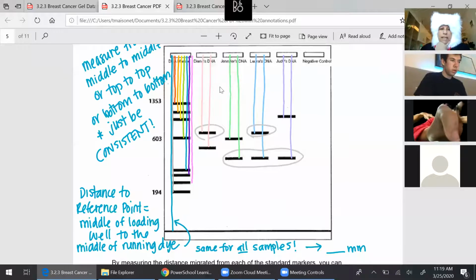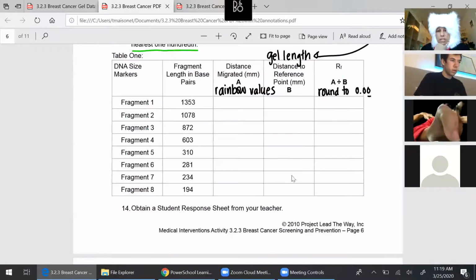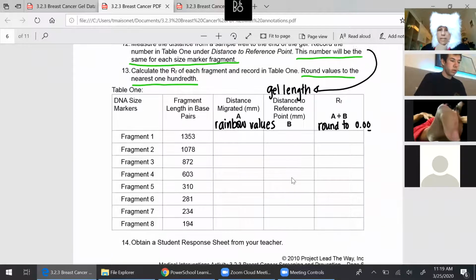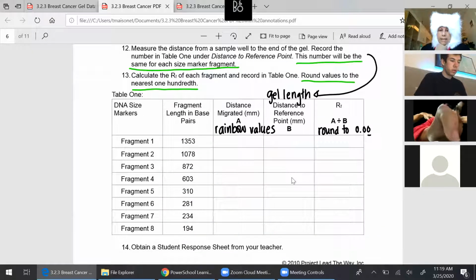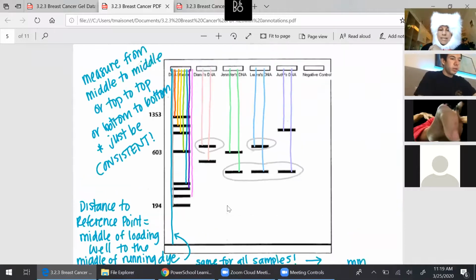Next, as you're filling out the first table, you have the distance to your reference point, that's what we just talked about. That's the actual gel length. And then the distance of each of the fragments of your ladder. In this case, it tells you exactly what size each band is in base pairs. You're measuring how far each one of those traveled. So that's the rainbow up here. And you're going to do exactly this.